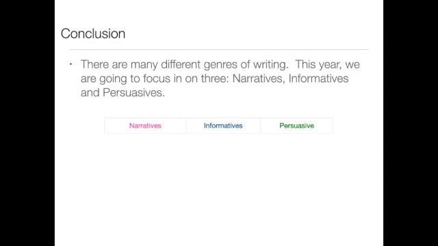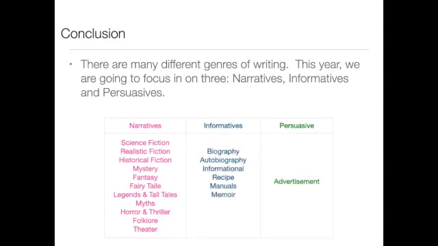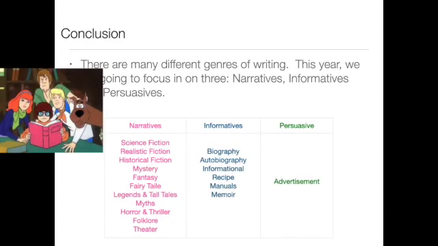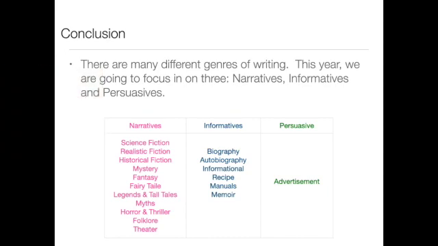But if we look at the different types of narratives, I could easily write the story of Moses as a mystery, where the Pharaoh's daughter is trying to figure out where he actually came from. And then at the end of the mystery, it's revealed he's really a Hebrew or an Israelite. Within the genre of informative, we have biography, autobiography, informational recipes, memoirs. There's a lot of examples of informative writing.